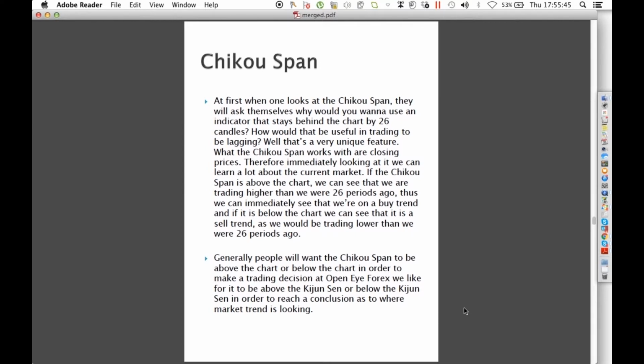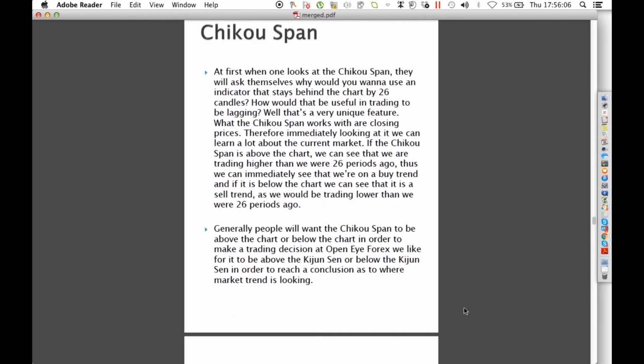Generally, people will want the Chikou Span to be above the chart or below the chart in order to make a trading decision. But at OpenEye Forex, we like for the Chikou Span to be above the Kijun-sen or below the Kijun-sen in order to reach a conclusion as to where market trend is going.